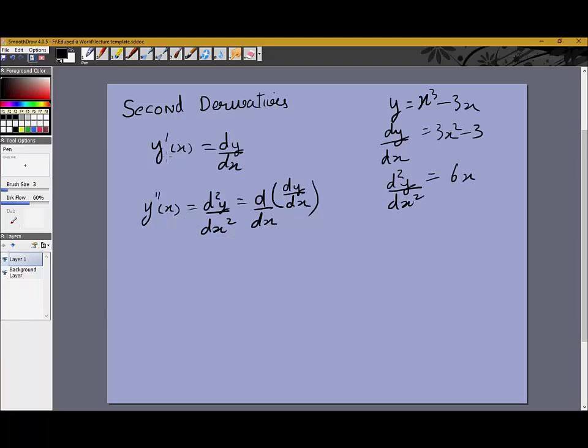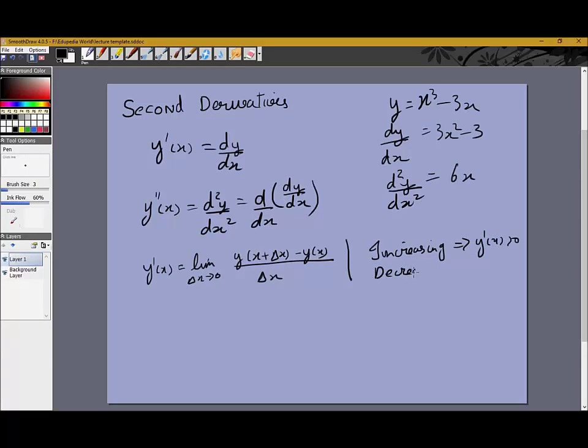Right. Now what is the derivative basically? So y dash of x is limit delta x goes to 0, y of x plus delta x minus y of x by delta x. Right. And from this we already saw in the video of tangents and normals, if y of x is an increasing function, then y dash x is positive. Increasing implies y dash x greater than 0. Decreasing implies y dash x is less than 0. Constant implies y dash x is equal to 0.